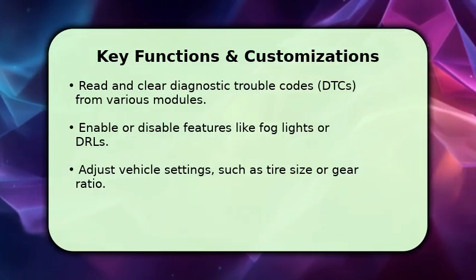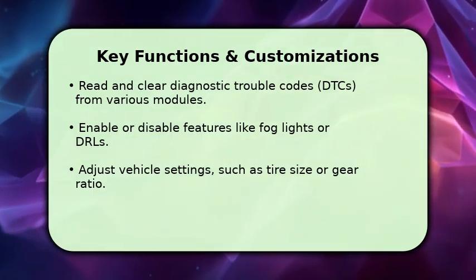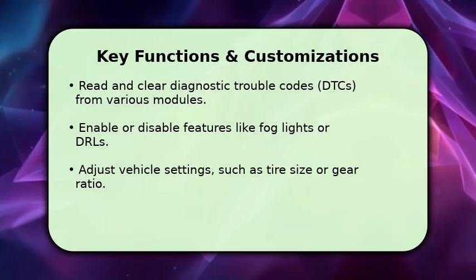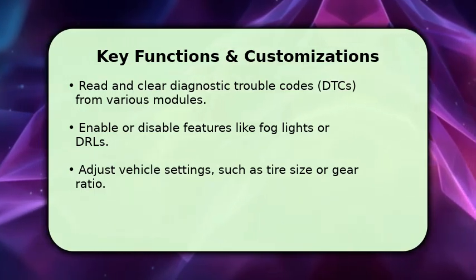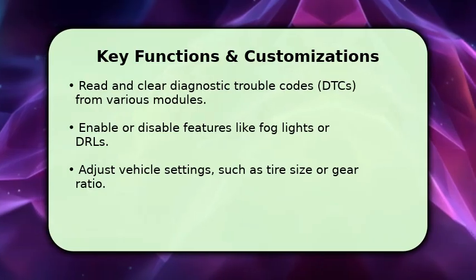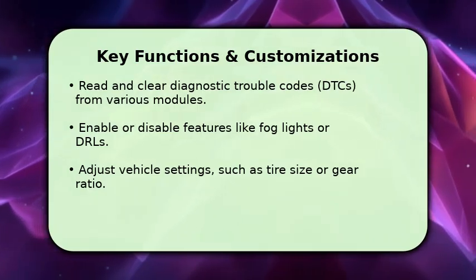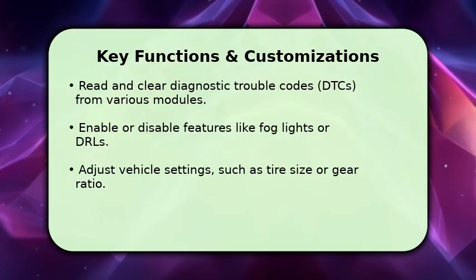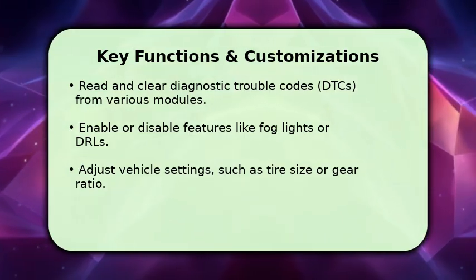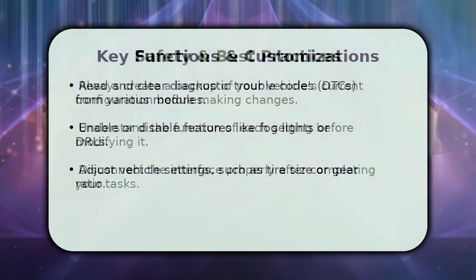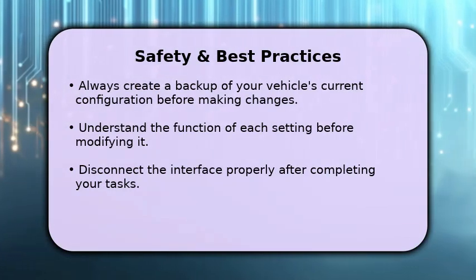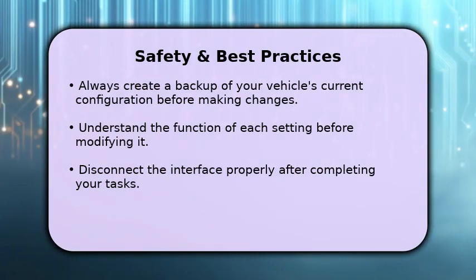You can also enable or disable various features, like activating your fog lights as daytime running lights or adjusting the horn honk duration. Furthermore, it allows you to modify vehicle settings, such as correcting your speedometer after changing tire sizes or adjusting gear ratios. Before making any changes, always create a backup of your vehicle's current configuration.